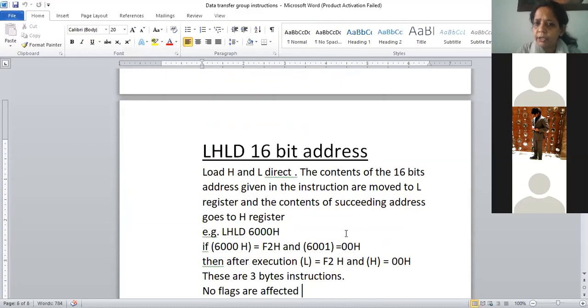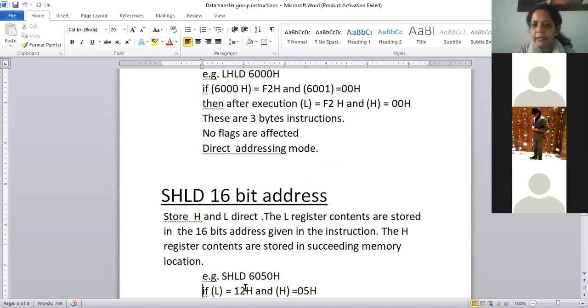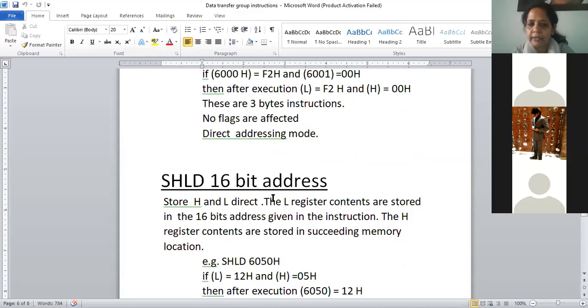Then LHLD is similar to your LDA instruction. In LDA, whatever the 16-bit address contains, we transfer to the accumulator. In this case, the 16-bit address contents will go in L and the next address contents will go in H. So two consecutive addresses are used. Though you are mentioning 6000, the contents of 6000 and the next address, that is 6001, will be transferred to the L and H registers respectively. And then you have the opposite instruction to LHLD, that is called SHLD. Whatever is in H and L will be transferred to the address and the next consecutive address.